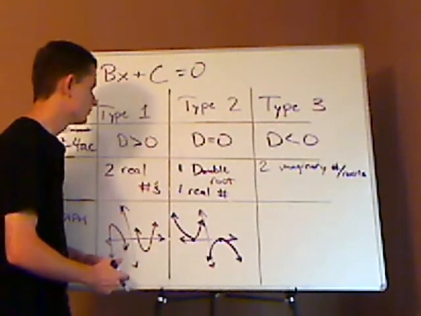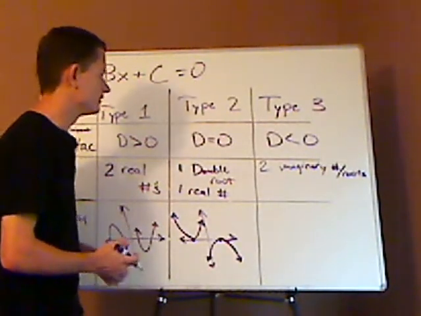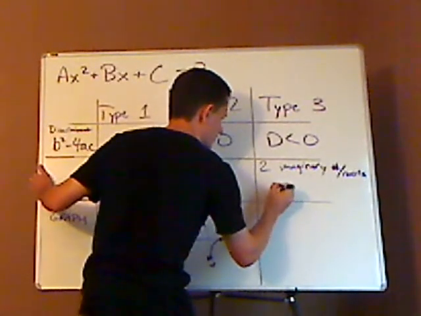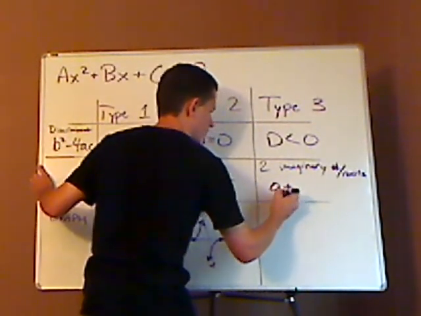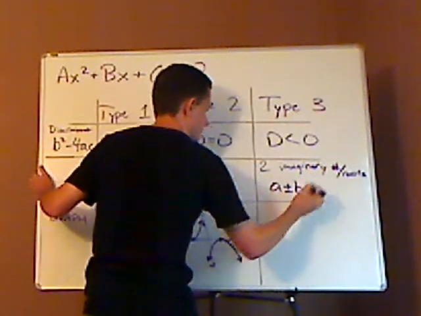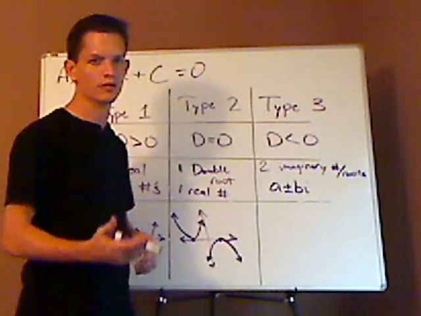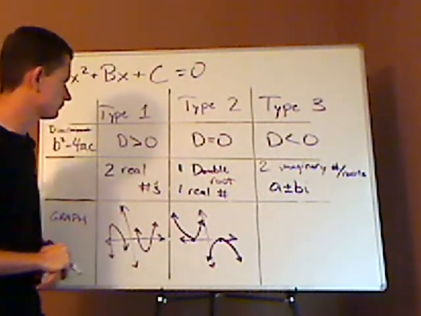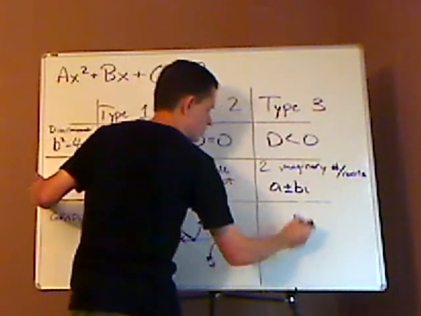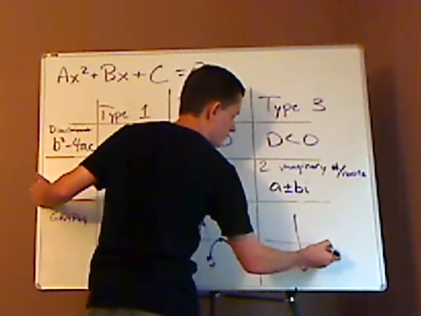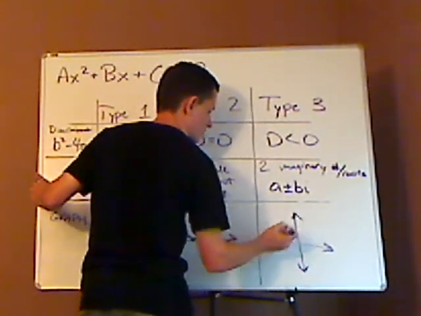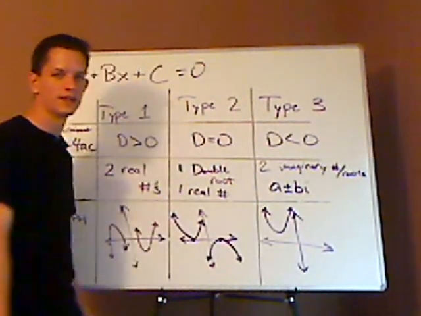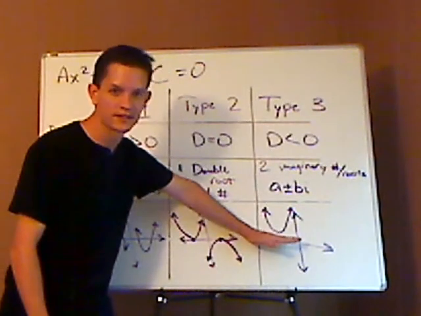Now the third type, okay, it's imaginary. That means that they're complex. They're going to come in the form of conjugates. Forgot to mention that, which would be a plus or minus bi, where a and b are real numbers. So it's imaginary. So that means you have no x-intercepts. So if it's above, it's going to look something like that, where it doesn't hit the x-axis at all.